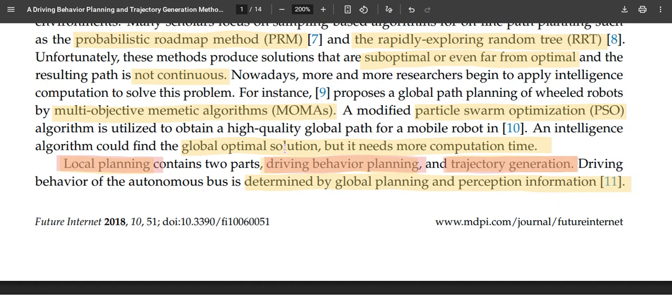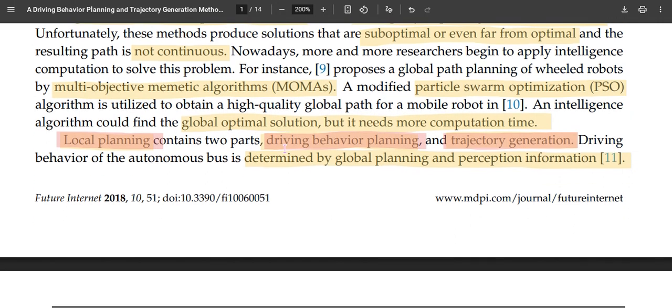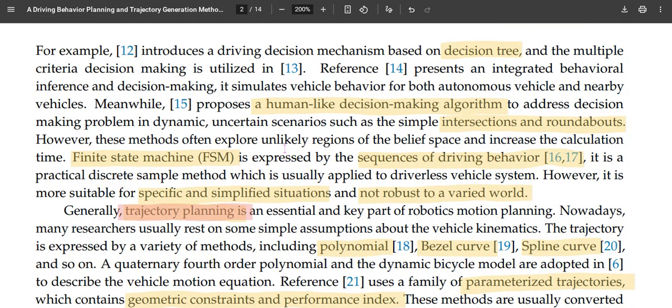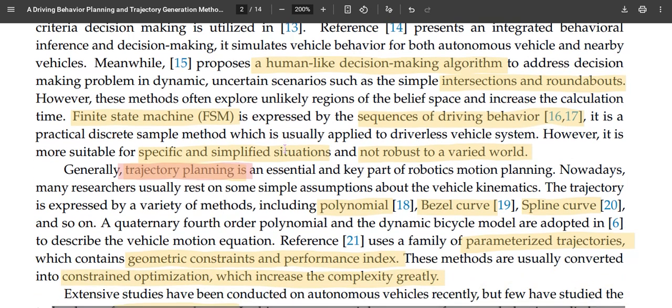Coming to local planning, as we mentioned earlier, there are two parts. One is driving behavior planning and the other is trajectory generation. In terms of driving behavior planning, many attempts have been made to mimic human-like decision making, like how to handle intersections and roundabouts, and there have been attempts to do this kind of decision making utilizing a decision tree. But the most popular is to build a finite state machine, which has a sequence of driving behaviors, and it goes to a particular state based on the situations and driving scenarios.